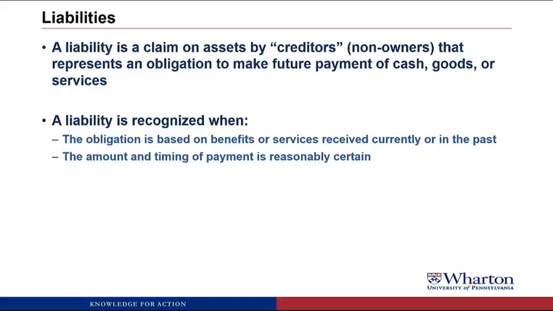So an example of how this would work in practice is if we borrowed money from a bank, then we have an obligation to repay the bank. That obligation is based on the benefit of receiving the use of the money from the bank, which satisfies the first criteria. The amount and timing of repayment of the loan is reasonably certain. If there was any question about it, the bank would surely let us know how much we owe them. So borrowing money from a bank would be a liability. It would be something like notes payable or mortgages payable.